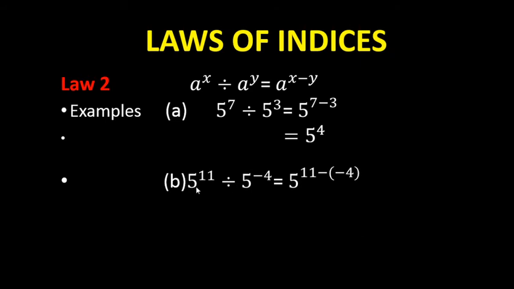The second example we are going to be looking at in this law is 5 raised to power 11 divided by 5 raised to power minus 4. And that will be 5. The bases are the same. 11 minus bracket negative 4. And that gives us 5. Minus times minus, remember, that gives us plus. So we have 11 plus 4. And that gives us 15. 5 raised to power 15.